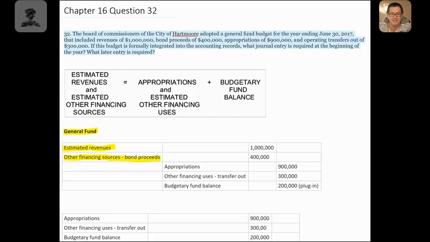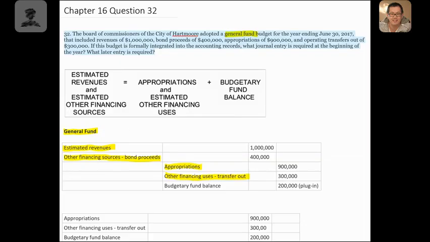So first, let me give you the journal entry directly. Before we write the journal entries, normally we need to write down what fund we are working on. For this question, we are working on the general fund. So we write the general fund here. As to this journal entry, we debit estimated revenue $1 million and other financing sources from bond proceeds $400,000. Both of them need to be debit, and then we credit appropriations $900,000, other financing uses transfer out $300,000, and the last one is the budgetary fund balance.